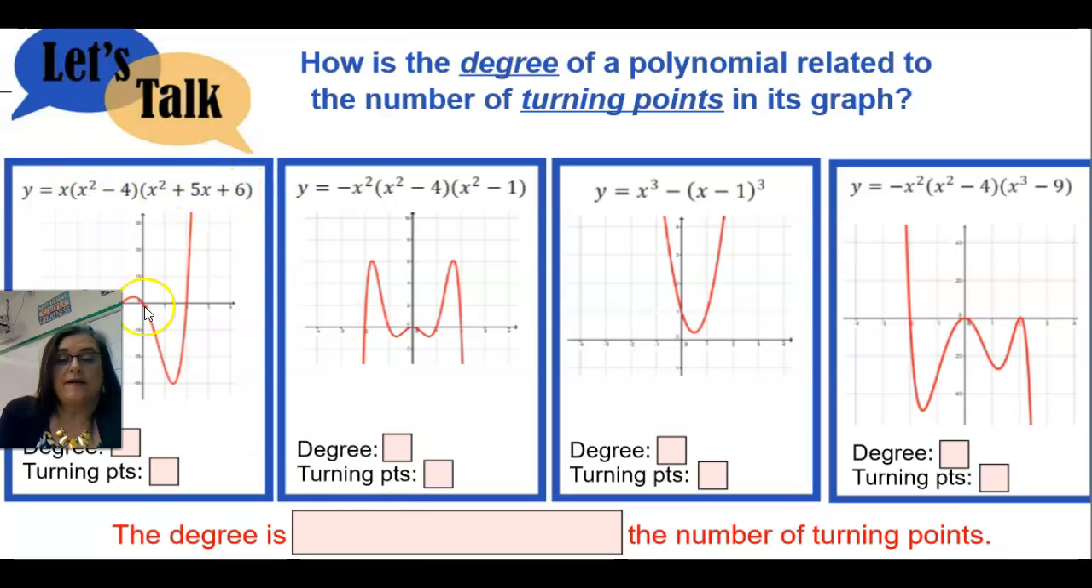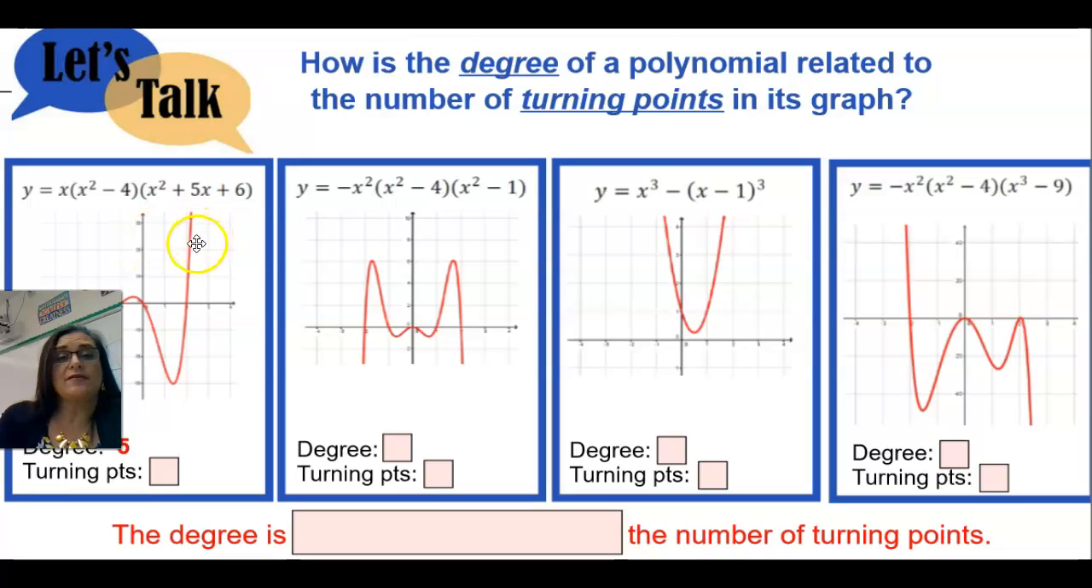So when I look at this first polynomial, x times the quantity x squared minus 4 times the quantity x squared plus 5x plus 6, that x in the front, that first factor, is degree 1. Then we have a quadratic factor, that's degree 2, another quadratic factor, that's another degree 2. And 1 plus 2 plus 2 is 5. So this polynomial has a degree of 5.